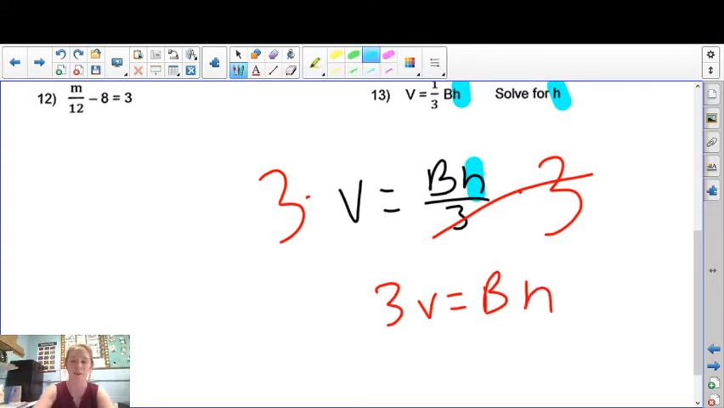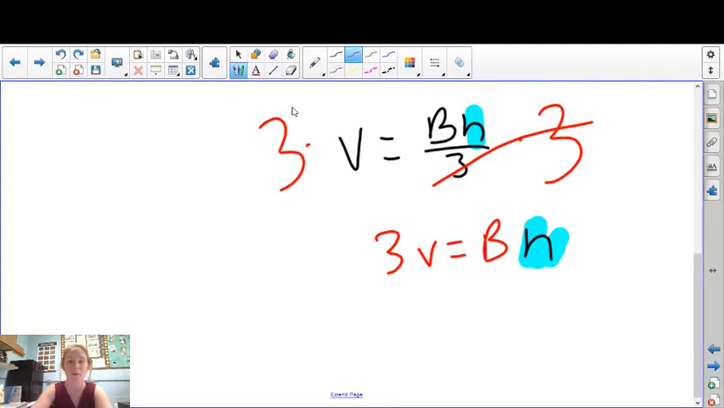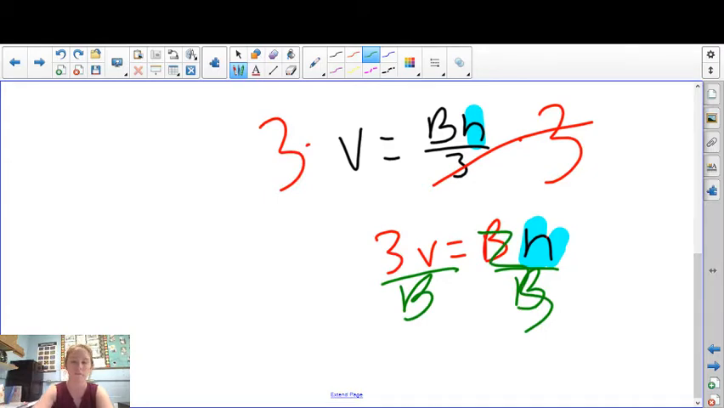Go back, get your highlighter. That's what we're looking for right now. He's being multiplied with b, so I need to undo that multiplication with division. Now he's crossed out, so h is equal to 3v divided by capital B.